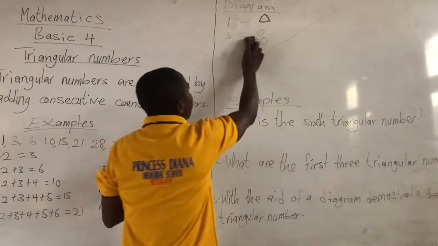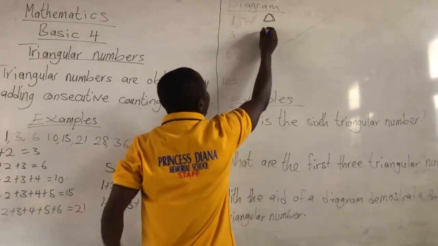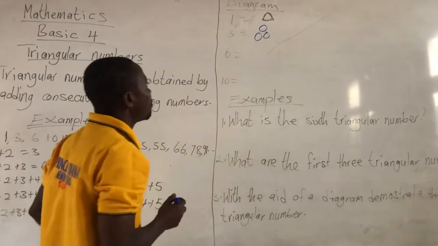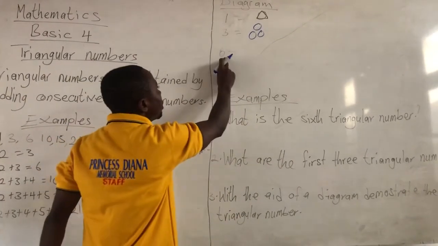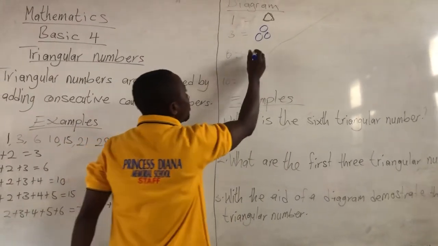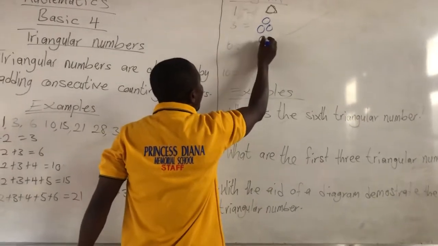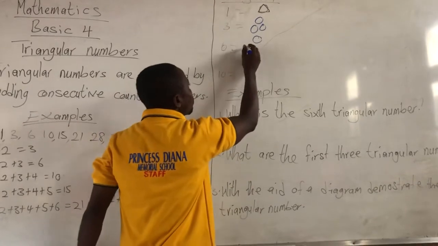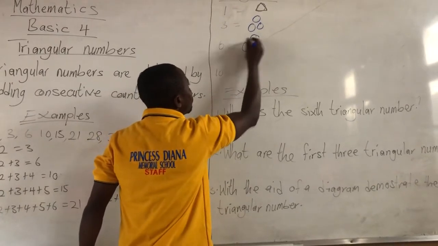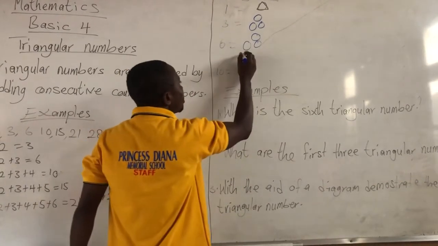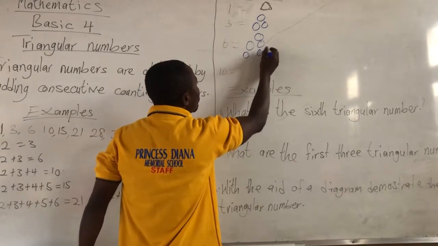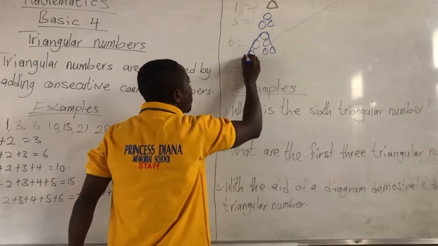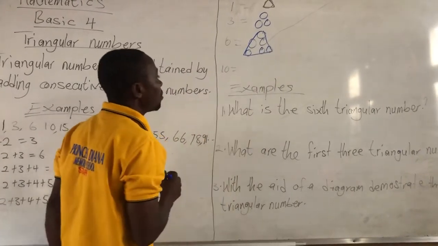Let's continue. Now we can see that it's in the form of a triangle. Then let's go to about the 4th triangular number. The first one is 1, then followed by the second counting number, 2. So 1, 2. The third one will go 3. 1, 2, 3. You can see that it's in the form of what? Triangle. It's in the form of a triangle.